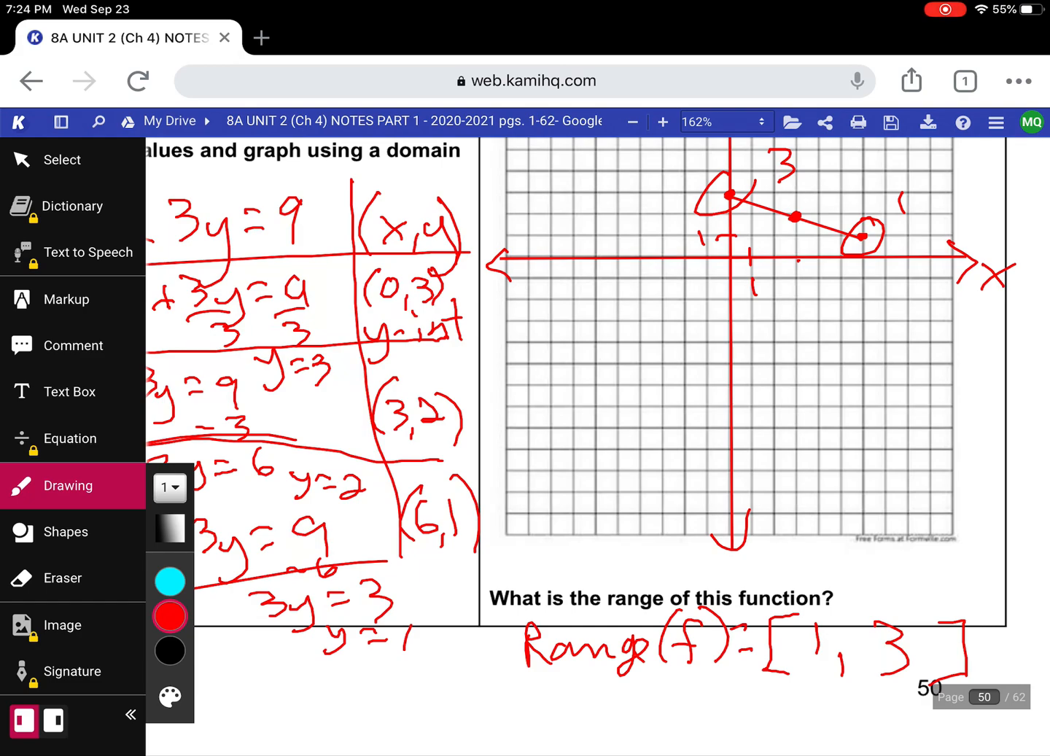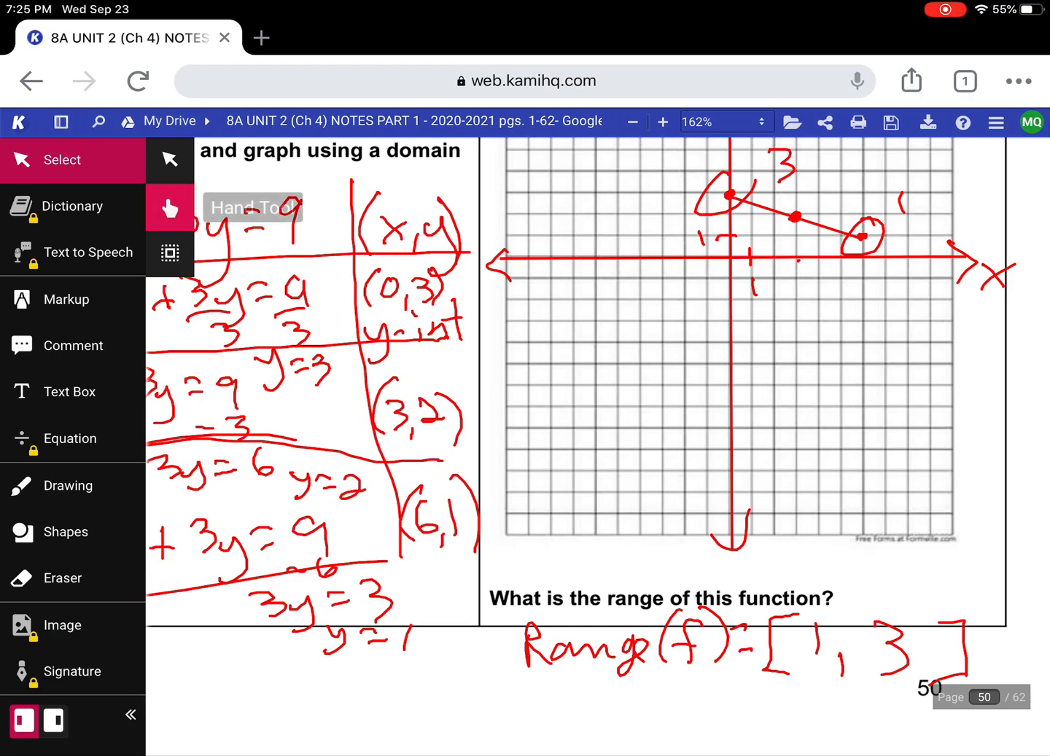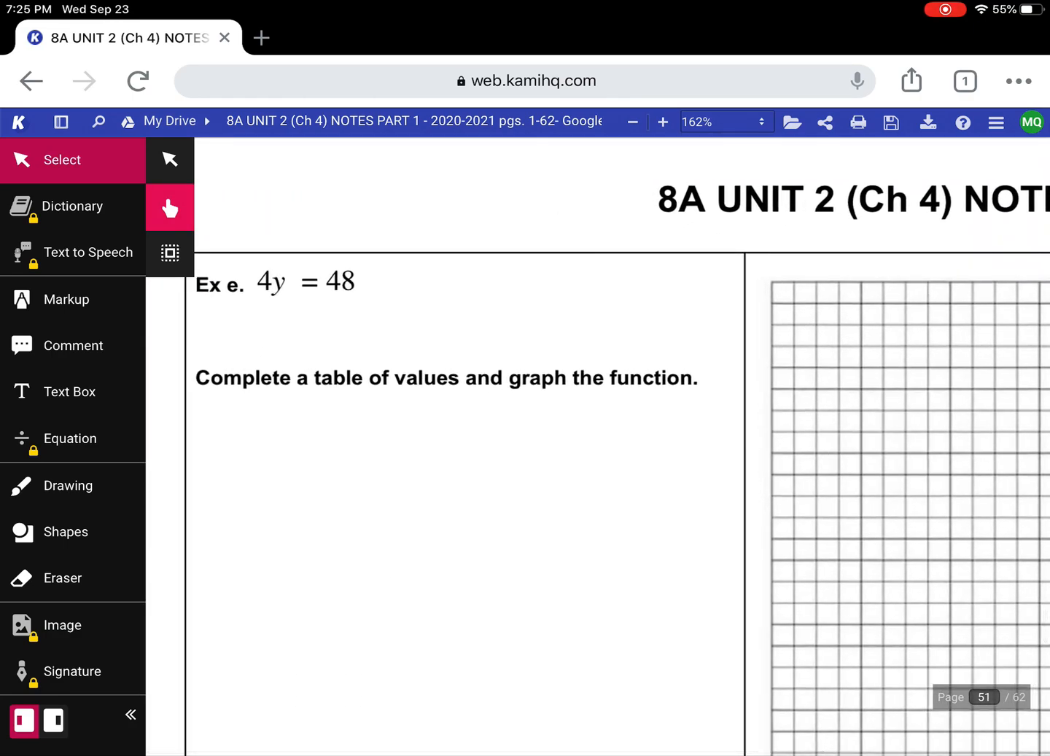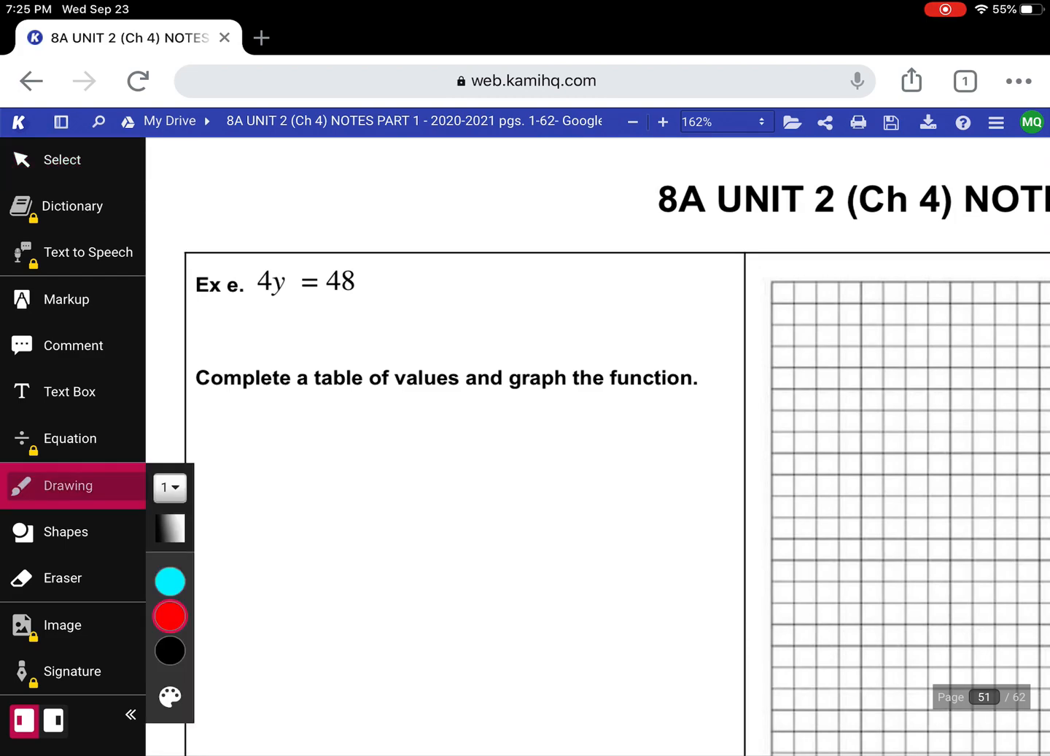And I promise we are in the home stretch. We have just a couple minutes left. I want you to flip to page 51. The only thing I'm going to tell you about this one is that 4y equals 48. I want you to divide that by 4 to get y by itself. y equals 12.